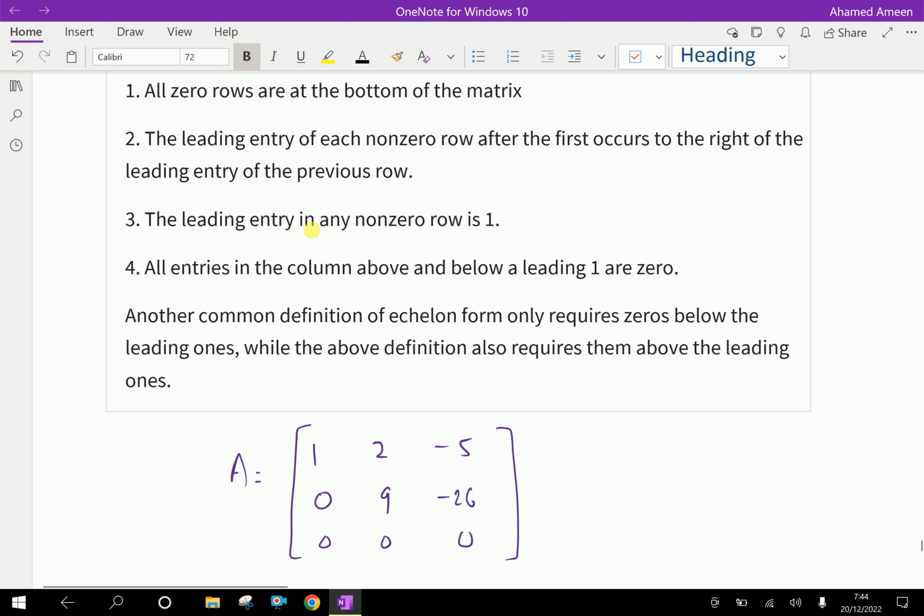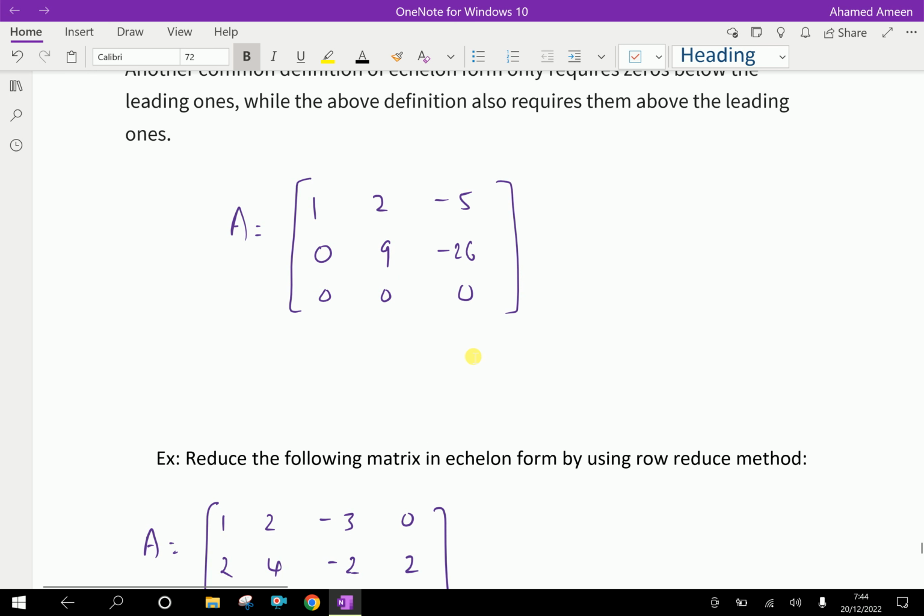The leading entry in any non-zero row is 1. All entries in the column above and below the leading one are 0. Another common definition of echelon form only requires 0 below the leading ones, while the above definition also requires them above the leading ones. Here, look at this. This is an example for row echelon form. Here, in the diagonals, below the diagonal these are zeros, and here also 0. This is called a row echelon form matrix.